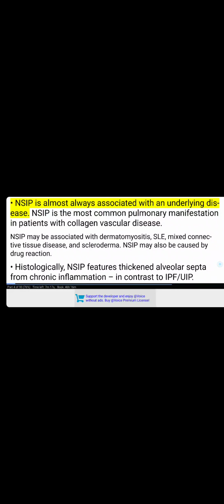NSIP is almost always associated with an underlying disease. NSIP is the most common pulmonary manifestation in patients with collagen vascular disease. NSIP may be associated with dermatomyositis, SLE, mixed connective tissue disease, and scleroderma. NSIP may also be caused by drug reaction. Histologically, NSIP features thickened alveolar septa from chronic inflammation, in contrast to IPF, UIP.